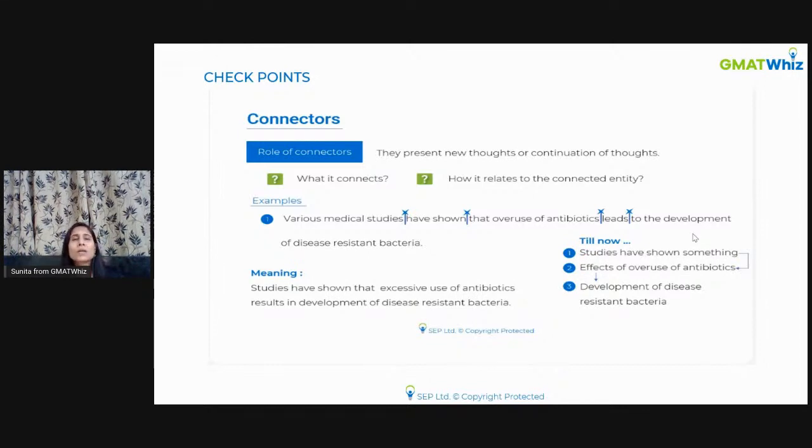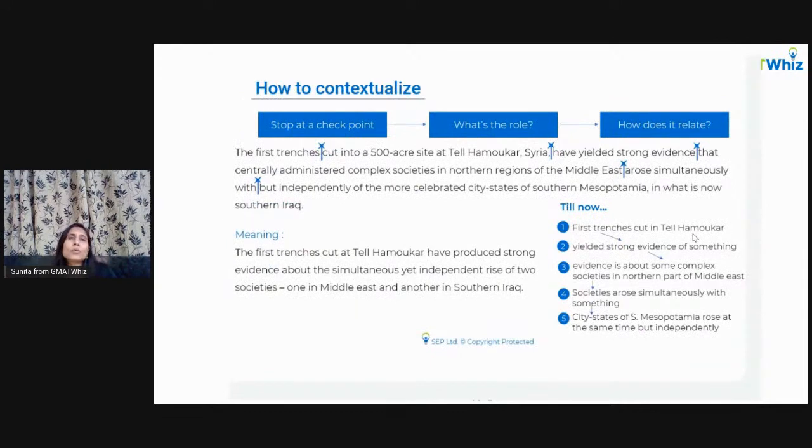For example, one of the checkpoints is the connectors, and you break at this point and you ask yourself, what does this connector connect to? How does it relate to the other entity that it is connecting this entity to? And then you would learn how to contextualize. If you look at the screen right now, you will see there's this one long, about 55-word sentence. It's an OG sentence correction sentence, and we teach you where to stop at various checkpoints. Ask yourself, what's the role of this entity here, and how does it relate to the other entities in the sentence? That is how we build piece by piece the meaning of the sentence. This is exactly what you need to do for your CR stimulus.